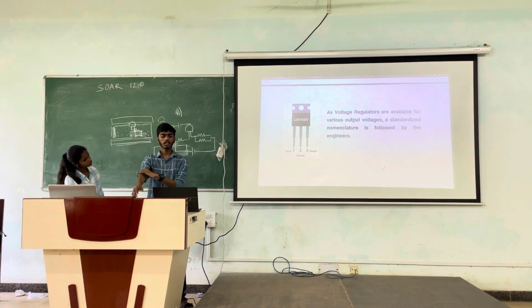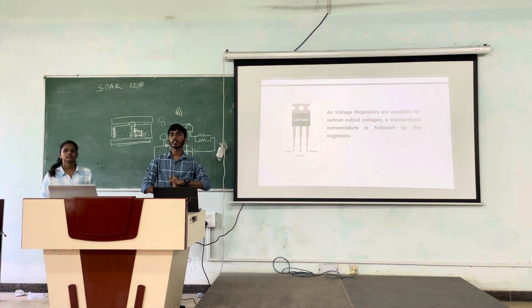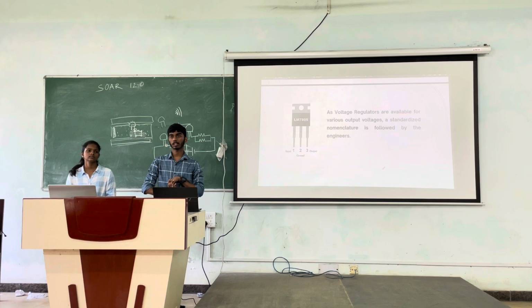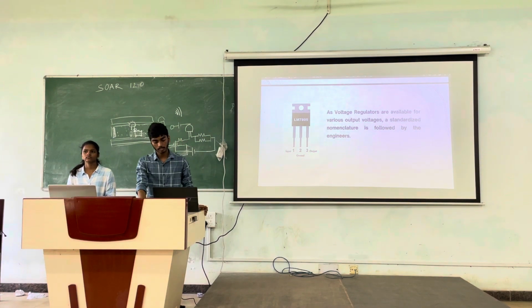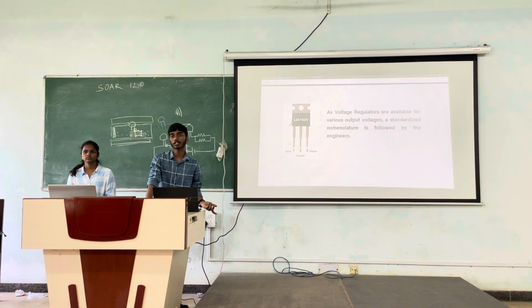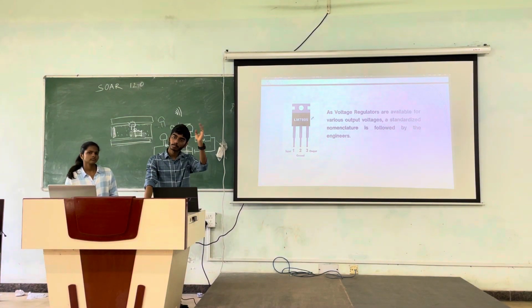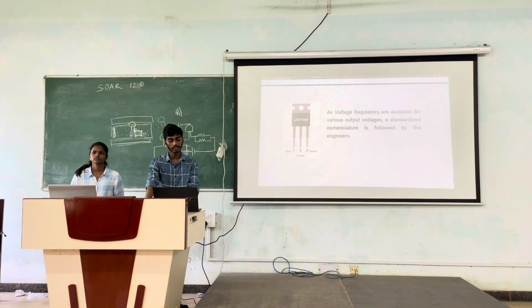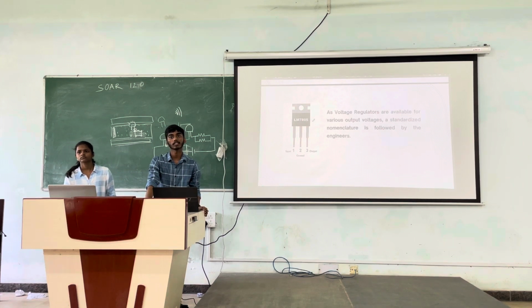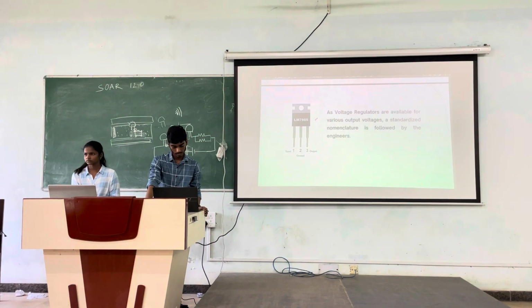As voltage regulators are available in various forms, with variable output voltages, we have various output voltages for our voltage regulators. So engineers have standardized a nomenclature for it. If it is written LM7805 here, it means something. Do you have any idea from previous knowledge why it is written 7805? No idea, no? Okay, I'll tell this to you.